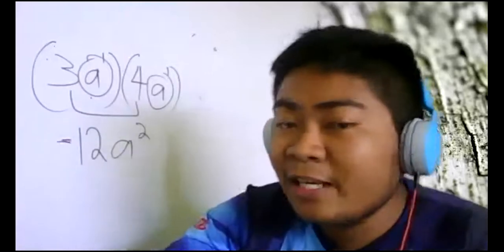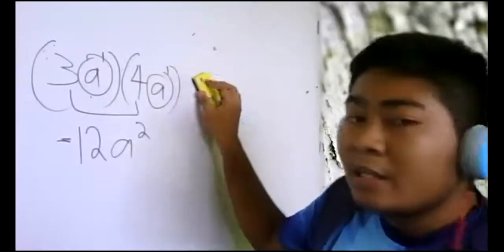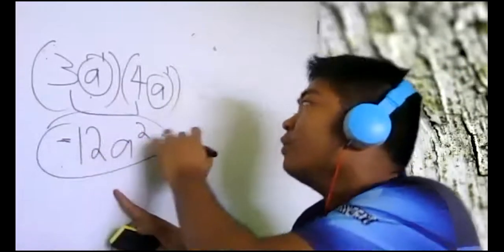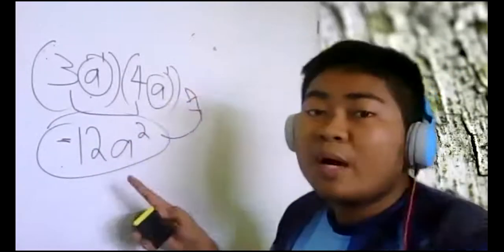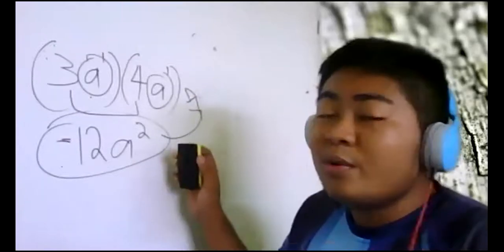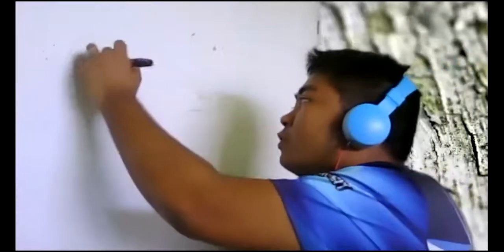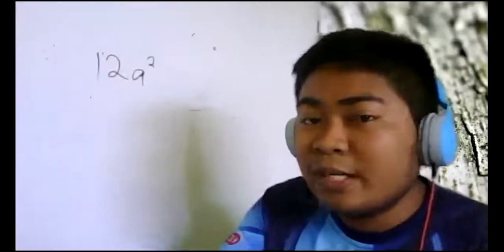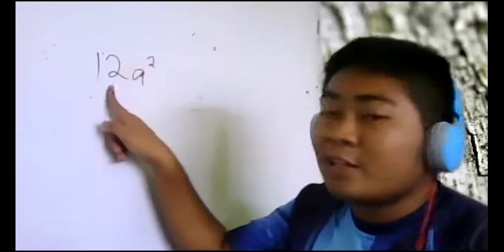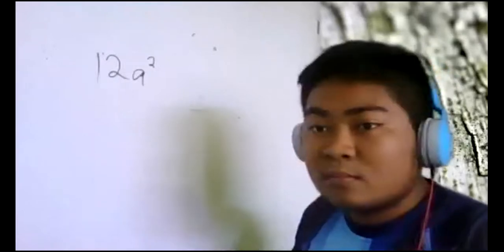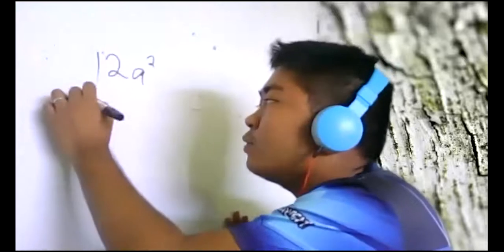So in factoring, itong answer natin ay hahanapin natin yung kabaliktaran niya. So kung ano yung factor niya. So that is the term, factor. So let's try. So 12a squared, let's try to factor. Ano ba yung pwedeng factor ni 12? Ang factor ni 12 ay, it can be 1 times 12.